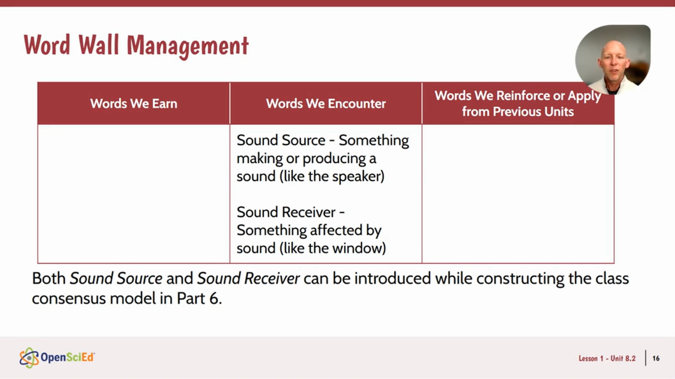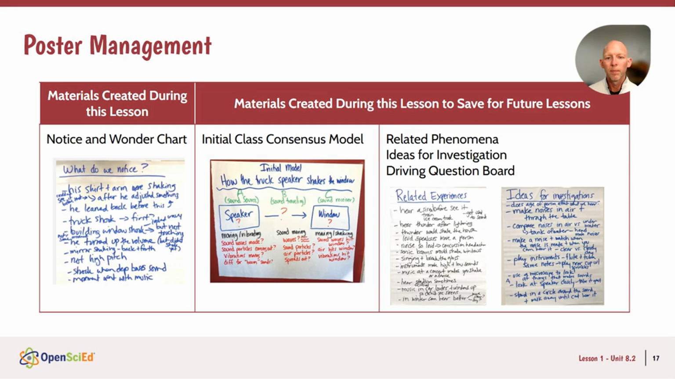Words we encounter in this unit are sound source and sound receiver, and they can be introduced to the class when you're putting together your consensus model in part 6. And then there are quite a few posters. You're going to make a notice and wonder chart in part 2 when students are sharing out their observations from the truck video. In part 6, when you're making your initial class model, you're going to make a poster for that that you're going to then save and refer to and revise later.